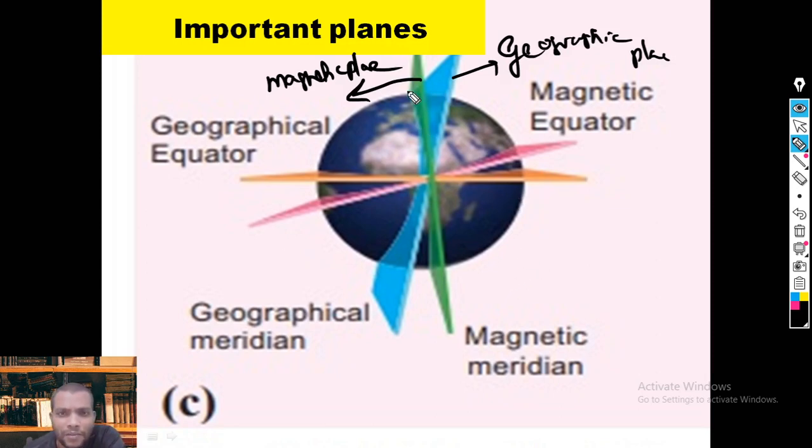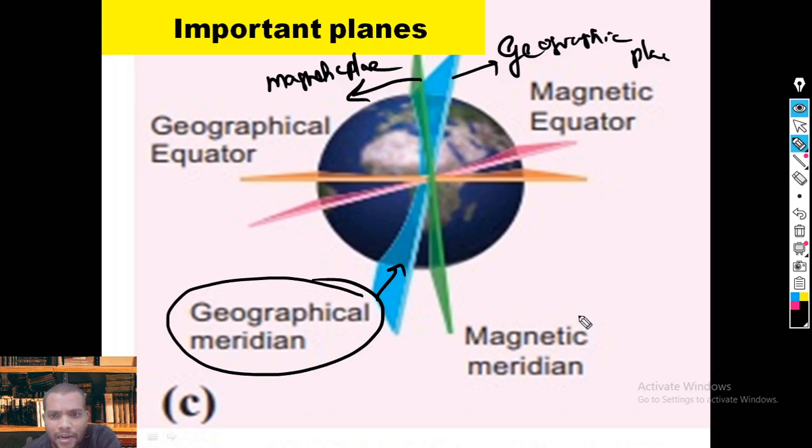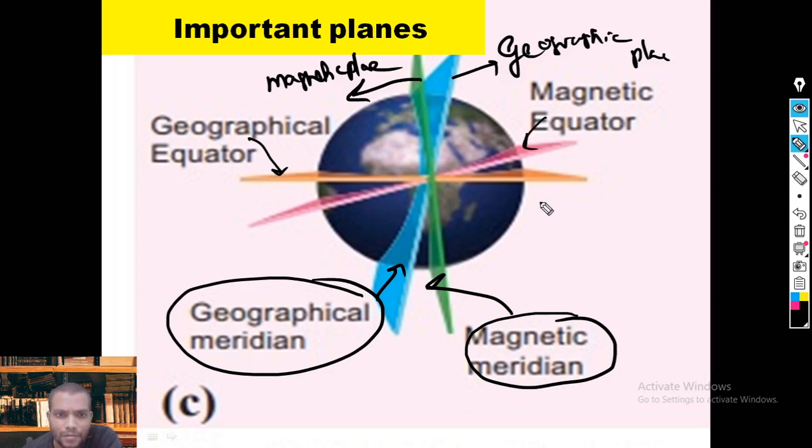And the verticals we call as meridians. Geographical meridian and another one is magnetic meridian. And the horizontal that we call as equator, geographic equator and magnetic equator. So geographic meridian is the vertical plane passing through geographic north and south poles. Get it carefully. Just insert a plank inside the earth's geographic rotatory axis. So the vertical plane passing through geographical north and south poles is known as geographic meridian.